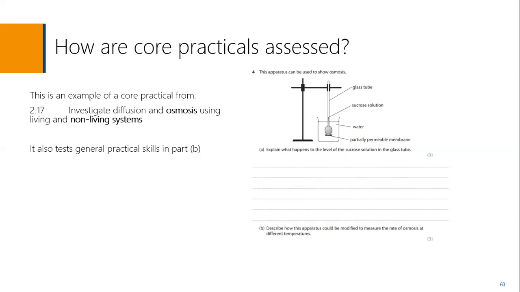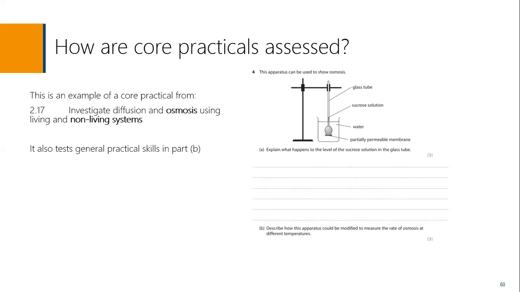Explain what happens to the level of the sucrose solution in the glass tube. The key things linked to osmosis are identified: the partially permeable membrane, the difference in concentration because you've got water and you've got a sucrose solution, and a glass tube that the sucrose solution can move up. So it's a standard way of assessing the core practical.